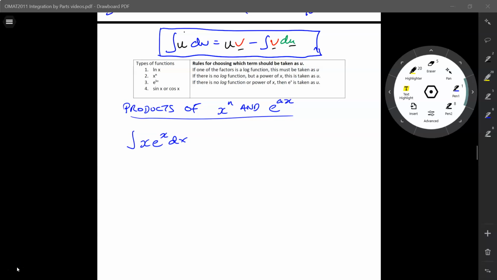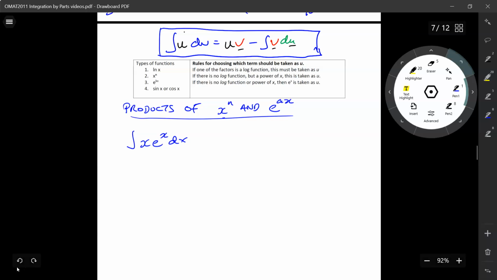Okay, in this video we're going to look at examples where we're integrating the product of x to the power of n and an exponential function. So x to the power of n and exponential a times x. The first example we look at is the integral of x times exponential x dx.